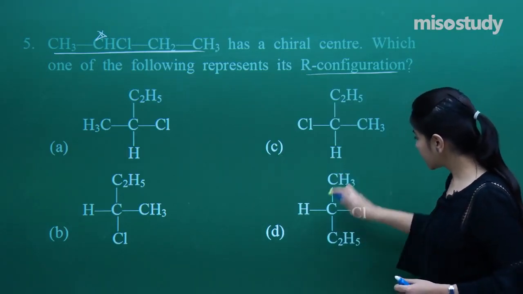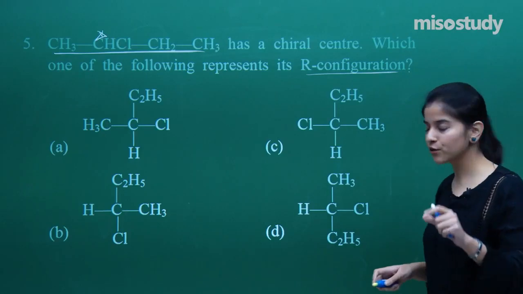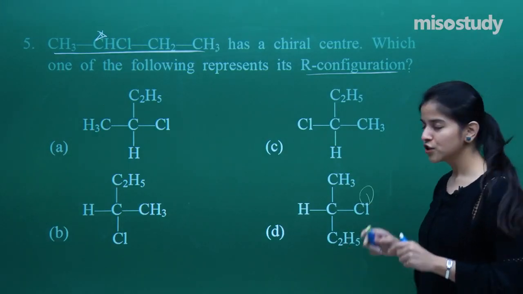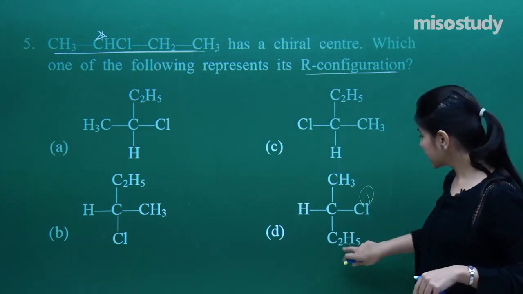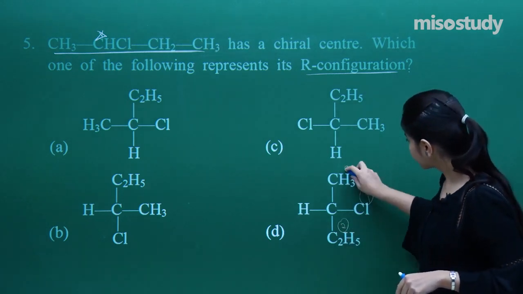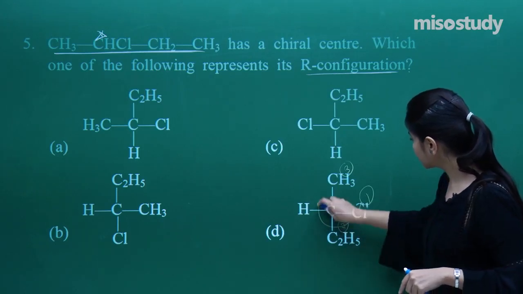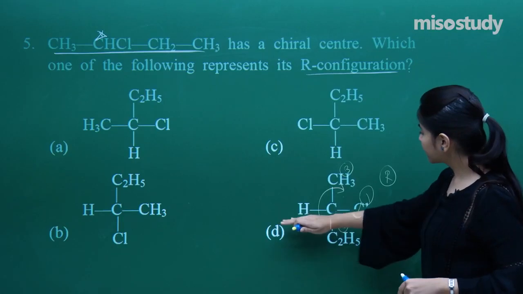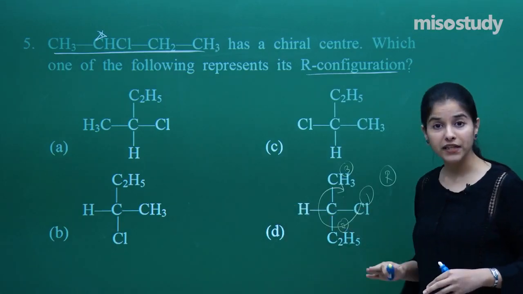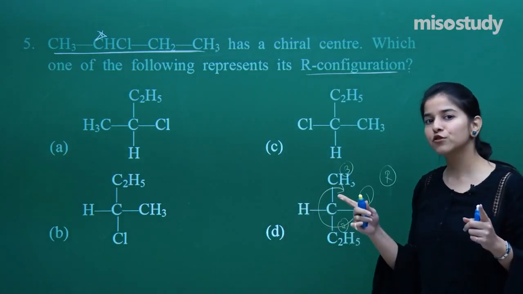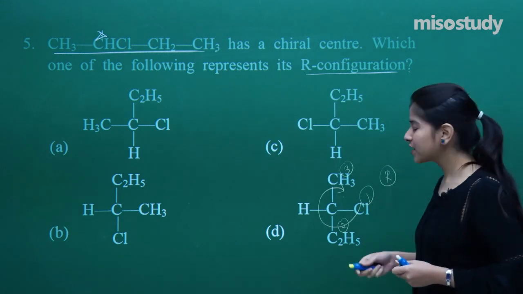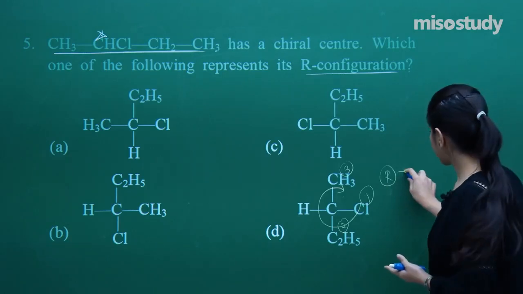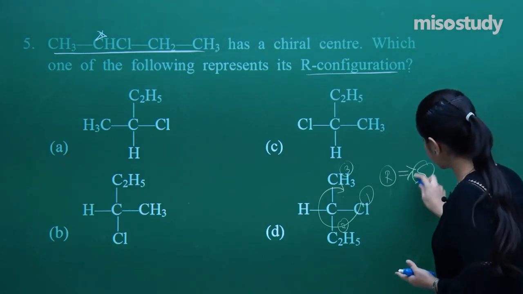So, out of the 3, first of all, I need to prioritize chlorine. Out of ethyl and methyl, ethyl, with 2 carbon atoms, will be given priority 2, 3, right? 1, 2, 3. The configuration is coming out to be R, but if you see, the hydrogen is on the horizontal position, and as I told you in the sessions, whenever the hydrogen is on the horizontal, I need to invert the configuration. That is my answer. So here the answer would be S, right?